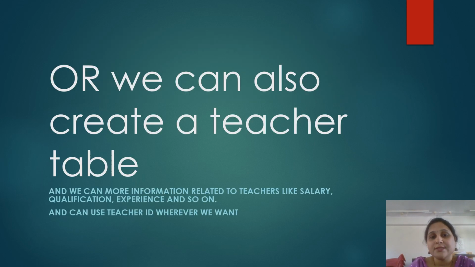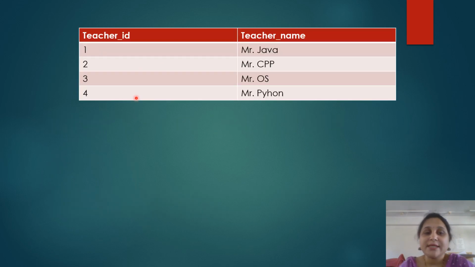Another way you can go is to create a teachers table, and we can store more information related to teachers, like salary, qualification, experience, and so on. So that also you can do, and this teacher ID you can use wherever you want. So I have created a table with teacher ID and teacher's name, which is helpful for me to store all the teachers' details. Maybe in future I will add salary, qualification, experience, etc. attributes over here. So this is how we achieve the second normal form.